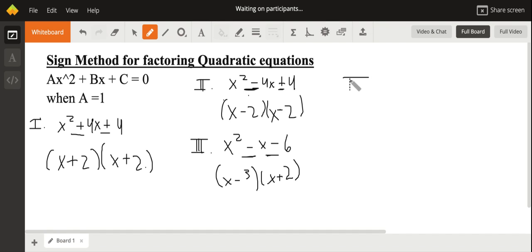And lastly, scenario 4, when you have, let's say, plus x and then minus 6. So you have different signs again, but this time the higher number is positive. So you'll have x plus 3 times x minus 2.